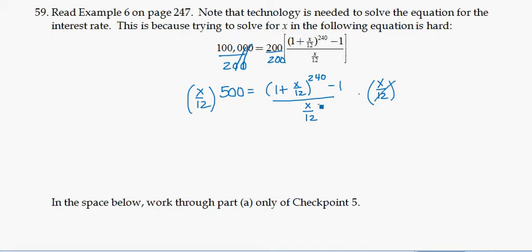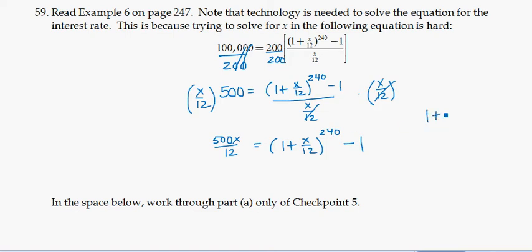That's going to get rid of this term here. So I'll be left with 1 plus x over 12 to the 240 power minus 1, and over here I'd have whatever 500x divided by 12 is. So I've got x here and I've got x here. In general, when we have x's on both sides of the equation, we just bring them together. But notice that this 1 plus x over 12 is being raised to the 240 power.